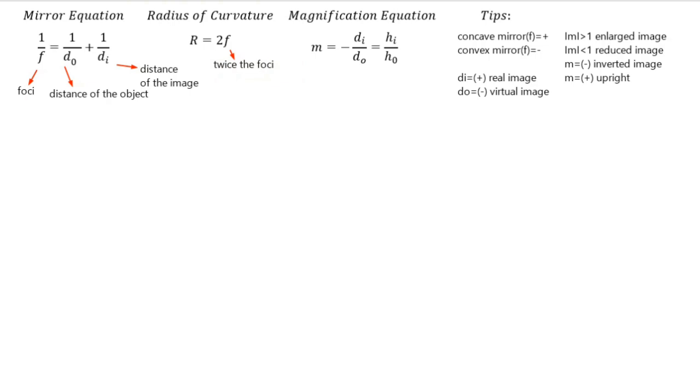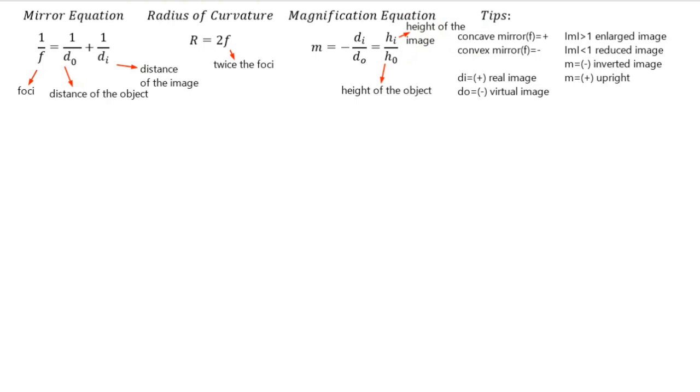So this m here is the magnification equation. This is a very important equation. I mean, all of these are important. This d_i over d_o is not new, but this h_i over h_o is new. So h_o is just the height of the object, and this h_i is going to be the height of the image.